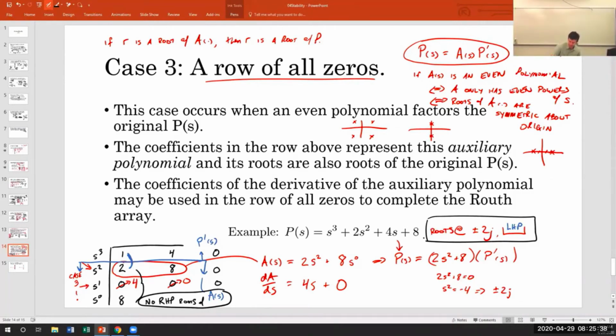So if I had started from scratch and gone 1, 2, 4, 8 in the top 2 rows, and then found I got a row of zeros, from that point, I'm able to say that the system is not strictly stable, because we're going to be in one of these 3 cases, yeah? Because I know that this means that there's an even polynomial that factors into P. And in all of these cases, none of these are good engineering cases. This is unstable, this is marginally stable, this is unstable.